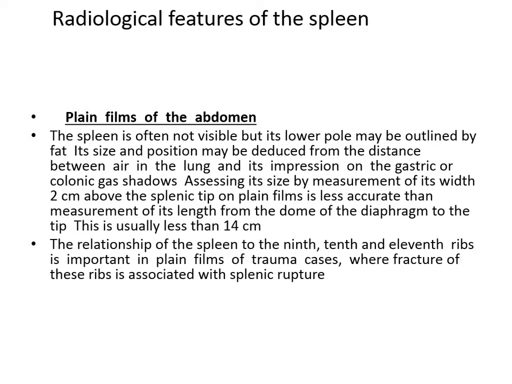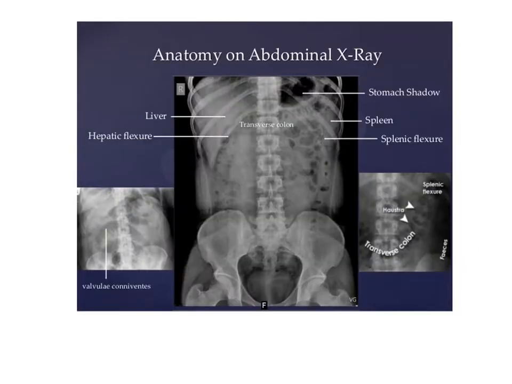The relationship of the spleen to the 9th, 10th, and 11th ribs is important in plain films of trauma cases, where fractures of these ribs are associated with splenic rupture. This is a plain X-ray demonstrating the spleen and stomach shadow, as you see.